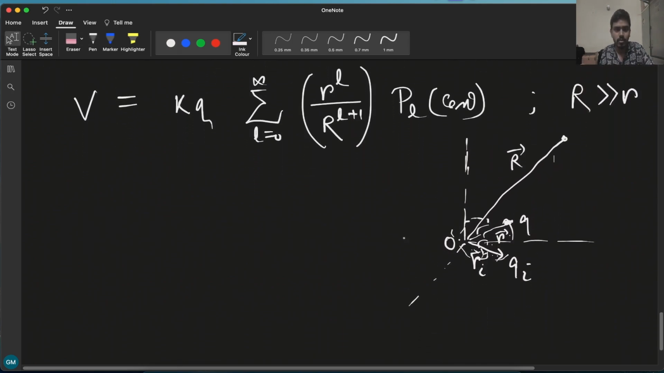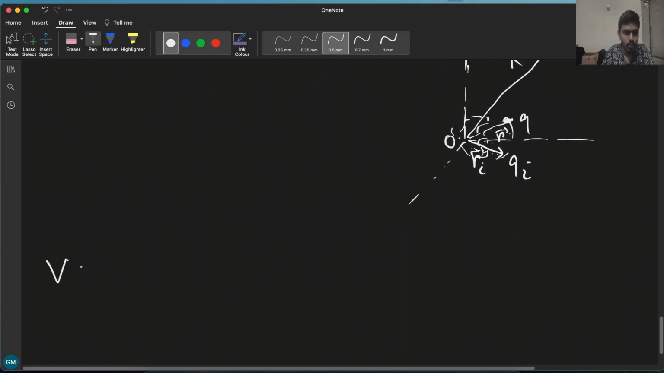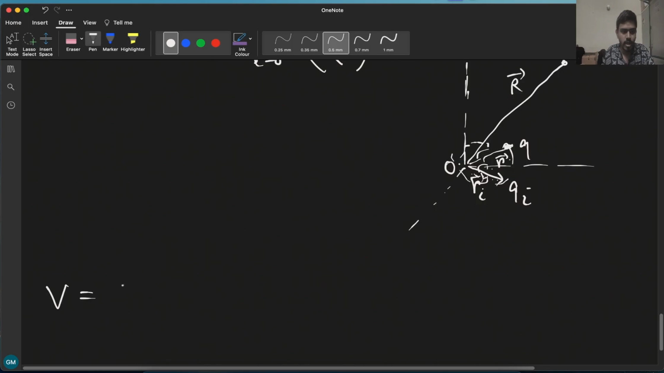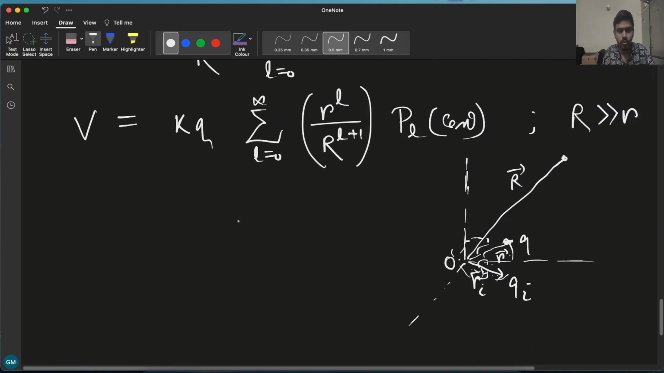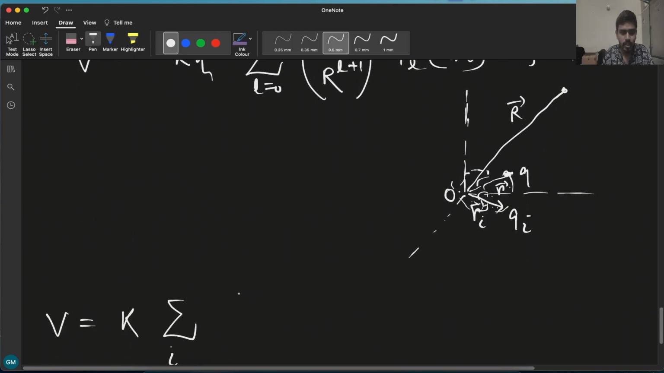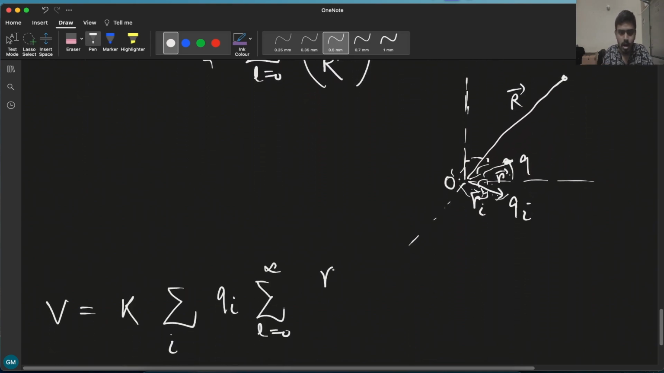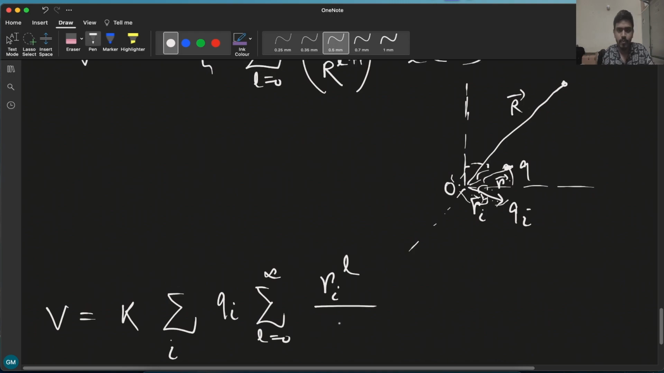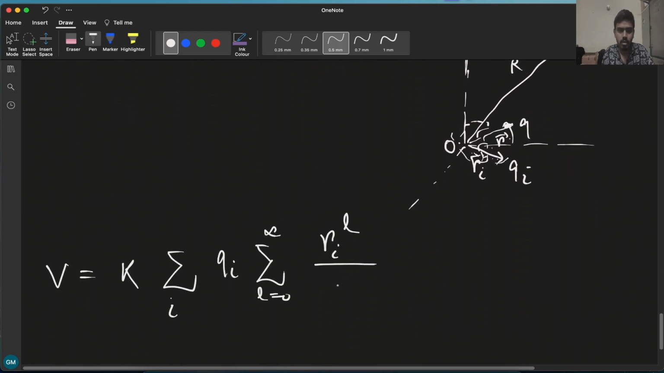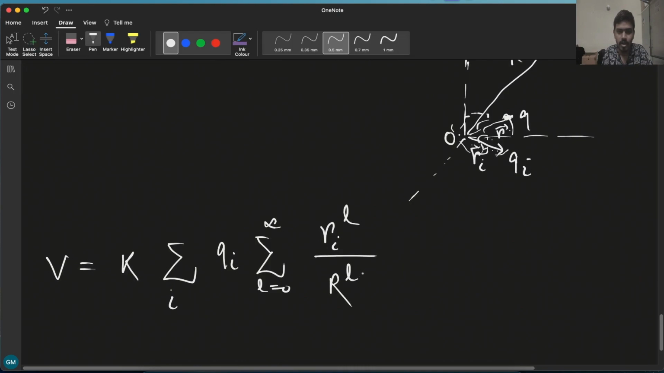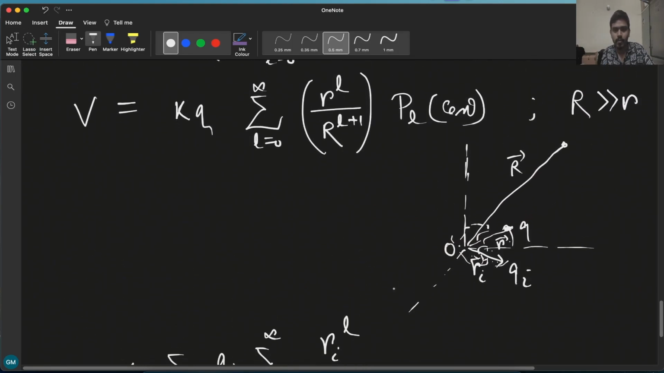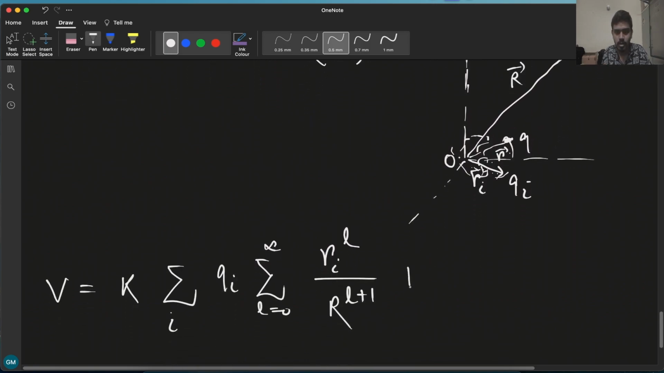So in that case, our V will be k times the sum over all i's of qi times the sum over l equals 0 to infinity of ri to the power l, divided by capital R to the power l plus 1, times Pl of cos theta i. Why theta i?